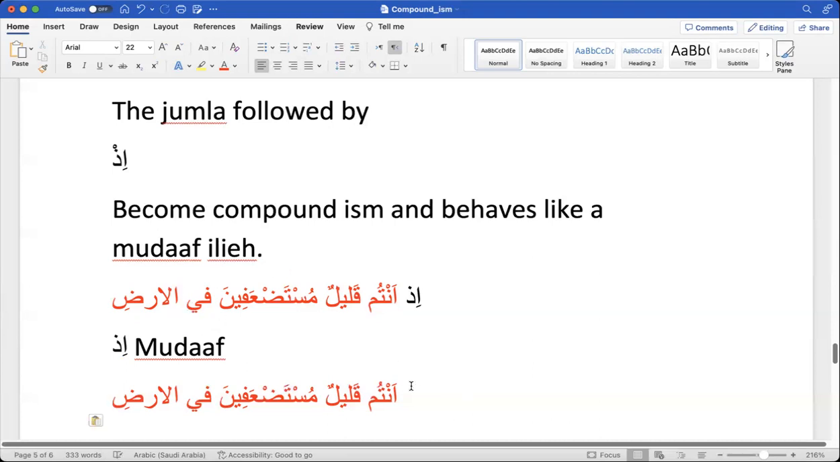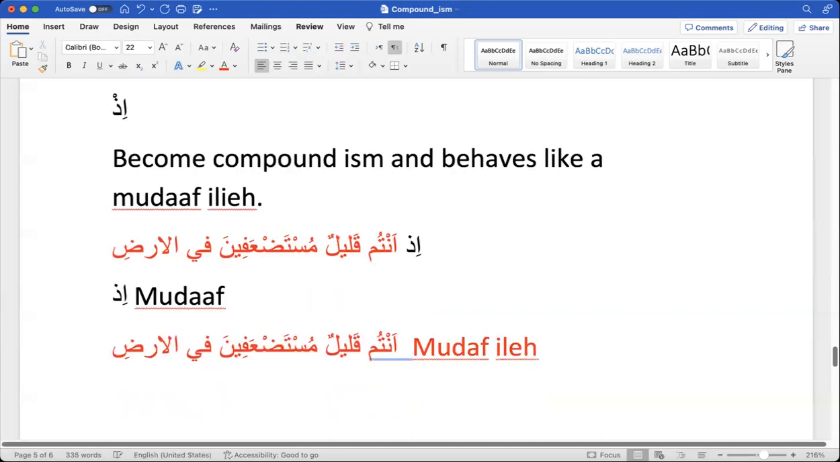It has, what's called, it is like a jar majroor status. Mudaf ilayh. Correct? Okay. So how do you translate this? Idh antum qalilun mustazafina fil ard.